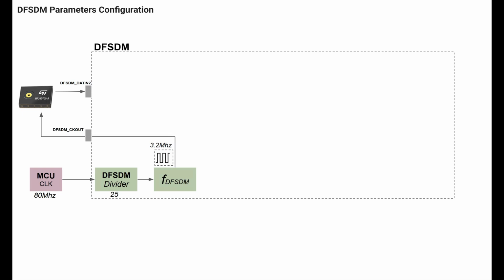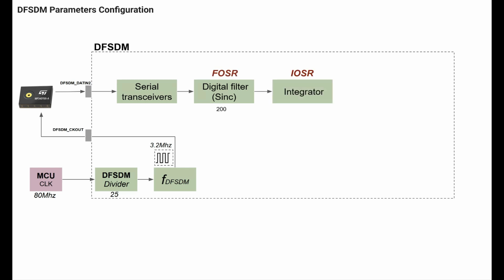As soon as the MEMS microphone receives the clock input, it will start generating the PDM data, which is going to pass to the first block of the DFSDM, the serial transceiver. The serial transceiver will receive the PDM data and pass it to the filter section. As we discussed earlier, the filter has two components, FOSR and IOSR. By adjusting these two parameters, we are going to achieve our desired sample rate, which in our case is going to be 16 kHz. Here's the formula.